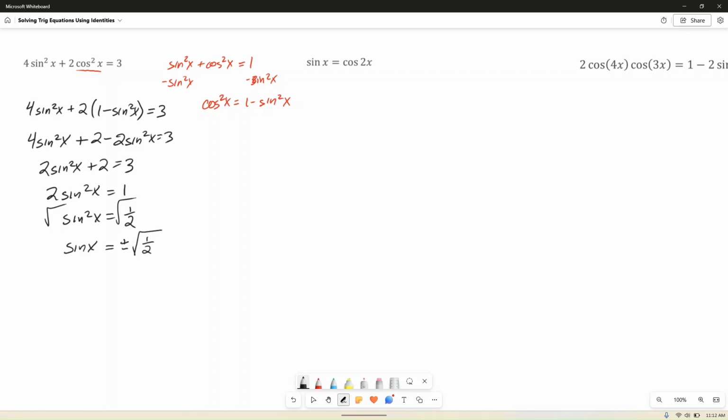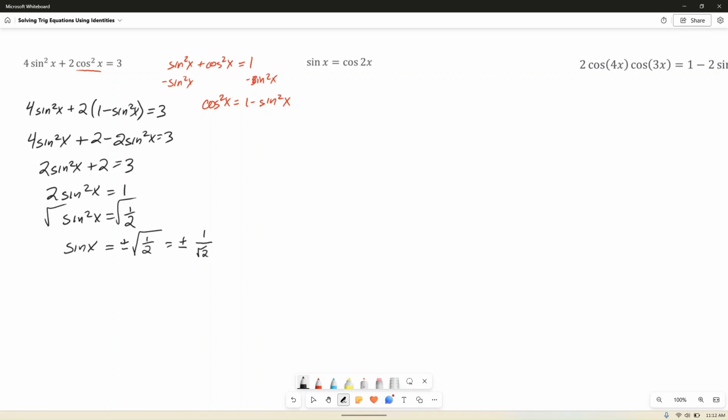Now, you might look at that square root of a half and think that does not look familiar. That does not look like one of our nice unit circle angles. But let's simplify it a little bit. When you take the square root of a fraction, you can take the square root of the numerator and the denominator separately. And so I know that the square root of 1 is 1, and the square root of 2 is still just the square root of 2.